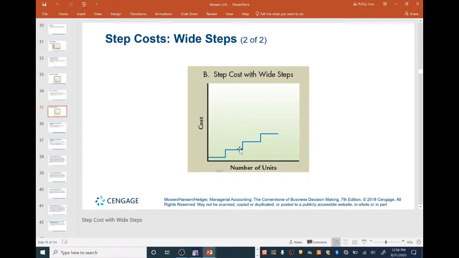And then as we produce those numbers, there's another increment of 1,000. As we grow some more, we need to lease another machine's rights to use for another 1,000. That's our next step up. And you can see that it's in wide steps because the wide steps count as the 1,000 units being produced. So that's the difference between the wide steps and the narrow steps. And remember, the wide steps are going to be more in regards to your fixed cost, whereas the narrow steps are going to be more the variable ones, okay?